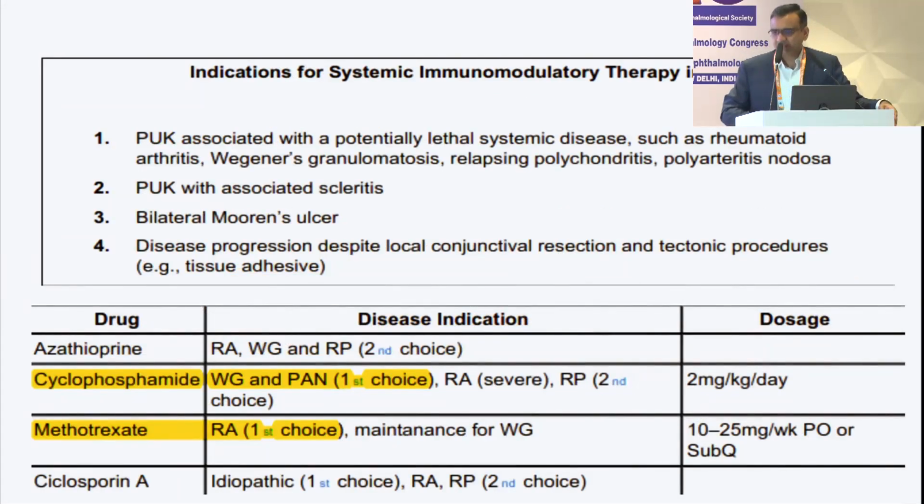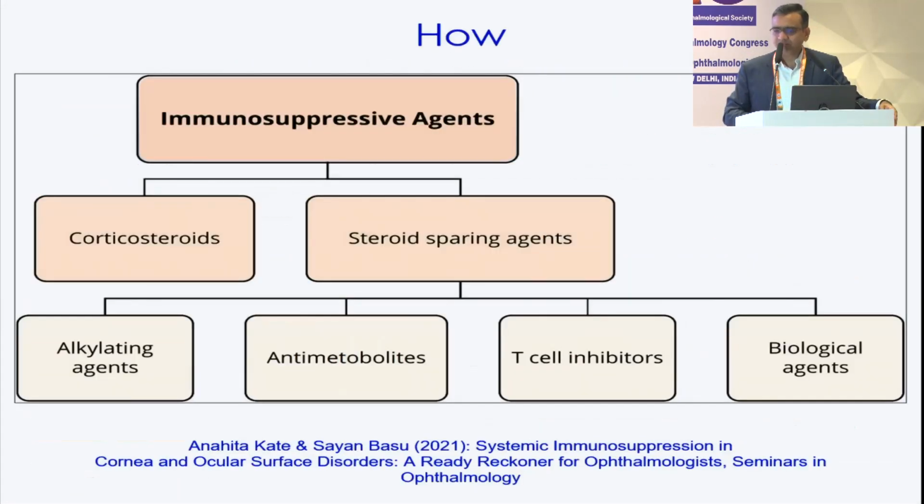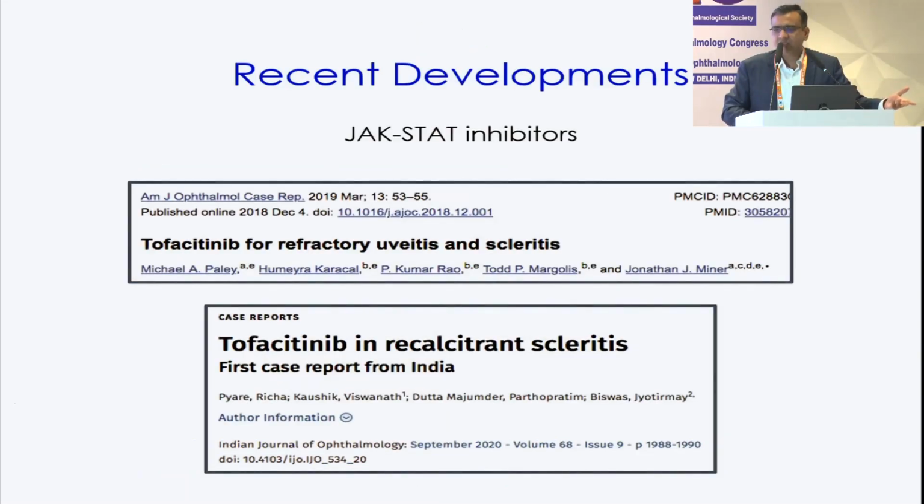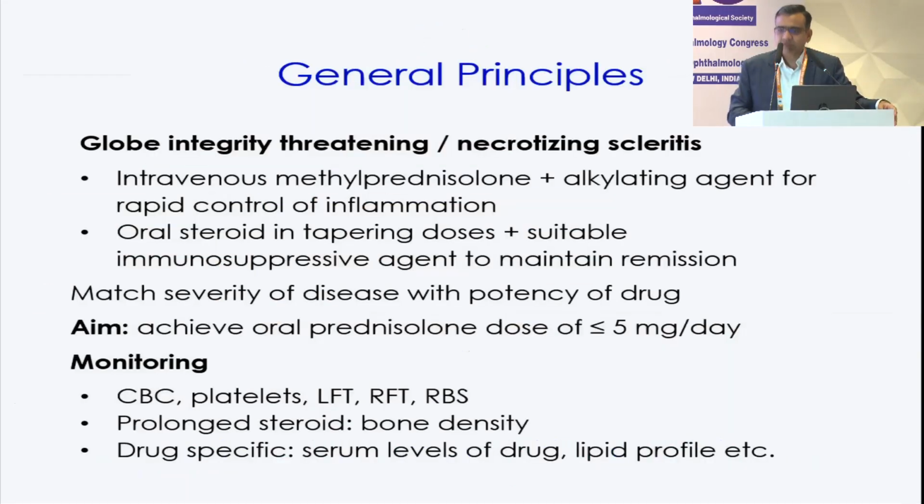What are the drugs that we use? There are quite a few, but you can categorize them into mainly these agents. The most important, and the ones of immediate use, are corticosteroids. That will buy you time to use another drug. And then you have alkylating agents, antimetabolites, T-cell inhibitors, biologic agents, and the newer ones, the JAK-STAT inhibitors. The general principle is you match the severity of the condition with the drug that you want to use.